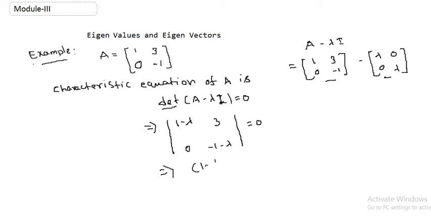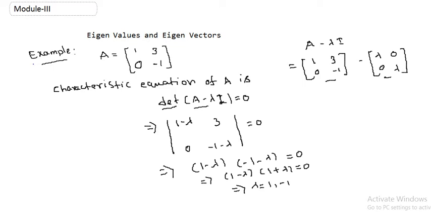After the calculation, let's find the determinant. We get 1 minus lambda times -1 minus lambda equals 0, which means we get 1 minus lambda times 1 plus lambda equals 0. So we get lambda equals 1 and -1. So here is our characteristic equation, and 1 and -1 are the roots of this characteristic equation.